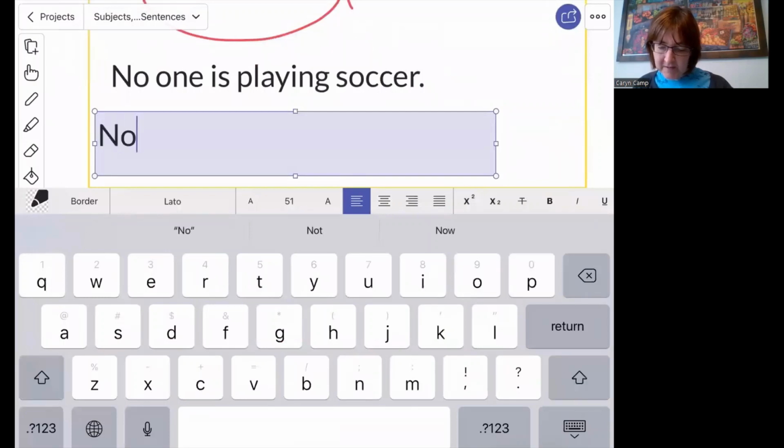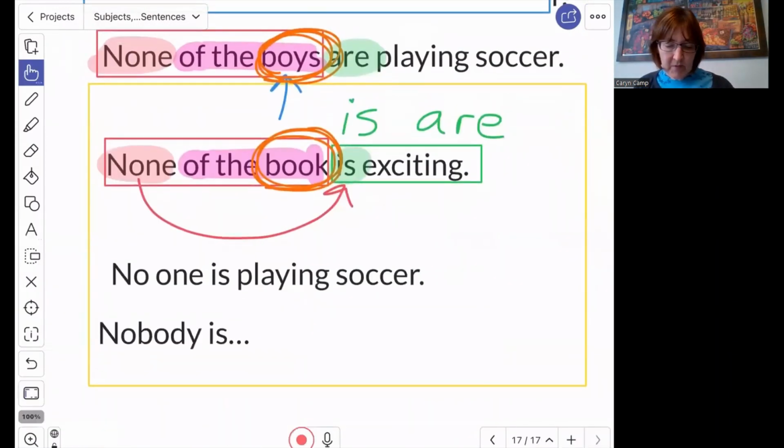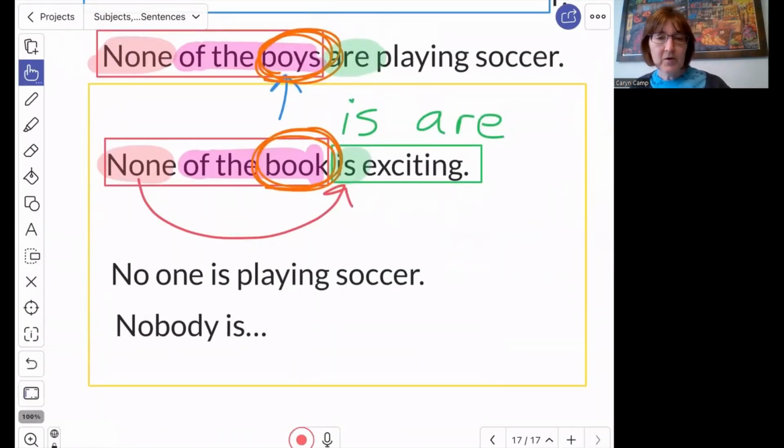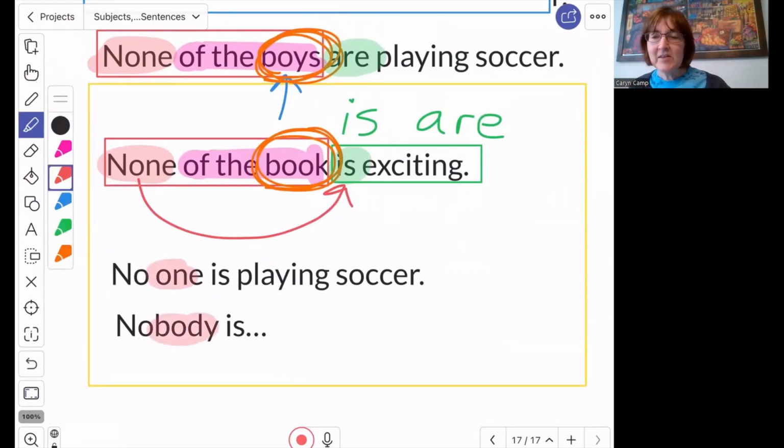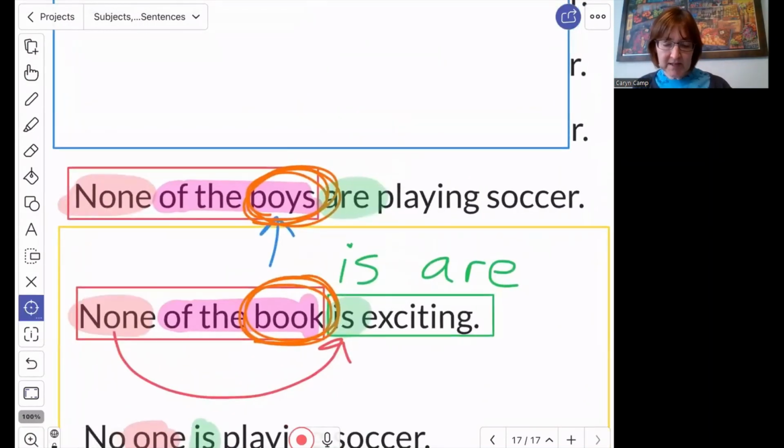Nobody is playing soccer. So with no one or nobody or not one, you would use the singular because the part to see here is the one and the body, right? Think of that as just one. And so then our simple predicate would be is. But none is a little bit tricky because you have to look at what they are referring to.